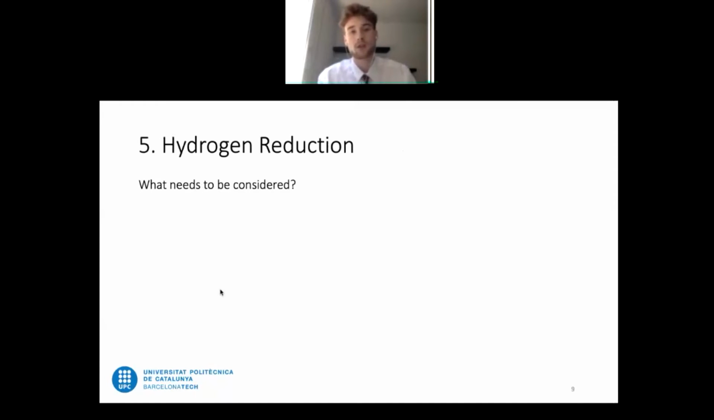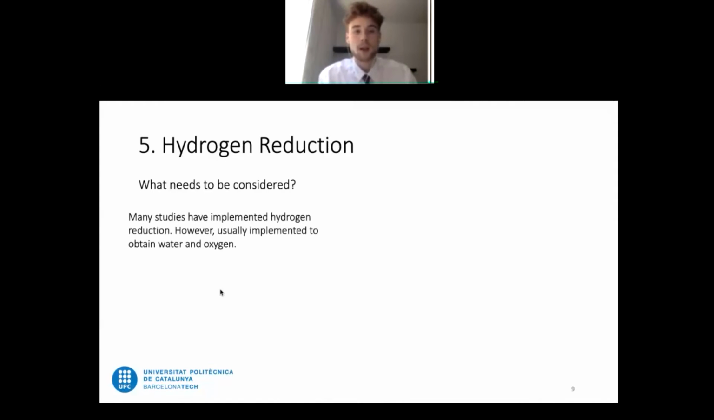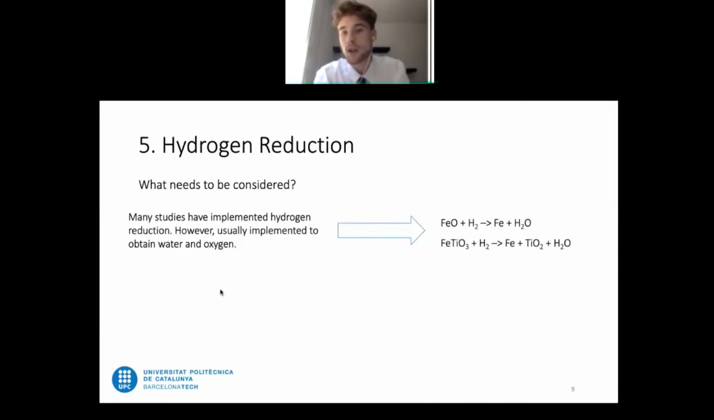The first experiment that was conducted was hydrogen reduction. But what needs to be considered? Well, many studies have been implemented in doing hydrogen reduction. However, these studies have the aim of obtaining water and oxygen. However, there is a correlation between this. When reducing iron oxide with hydrogen and even ilmenite, which we can see as this iron, titanium, and oxygen compound, the two main compounds which are produced are metallic iron and water.